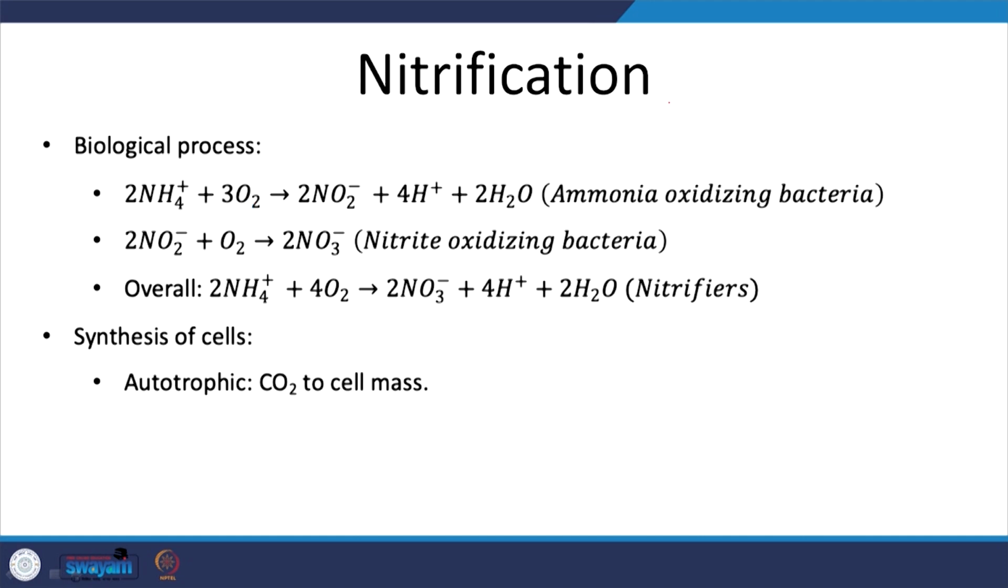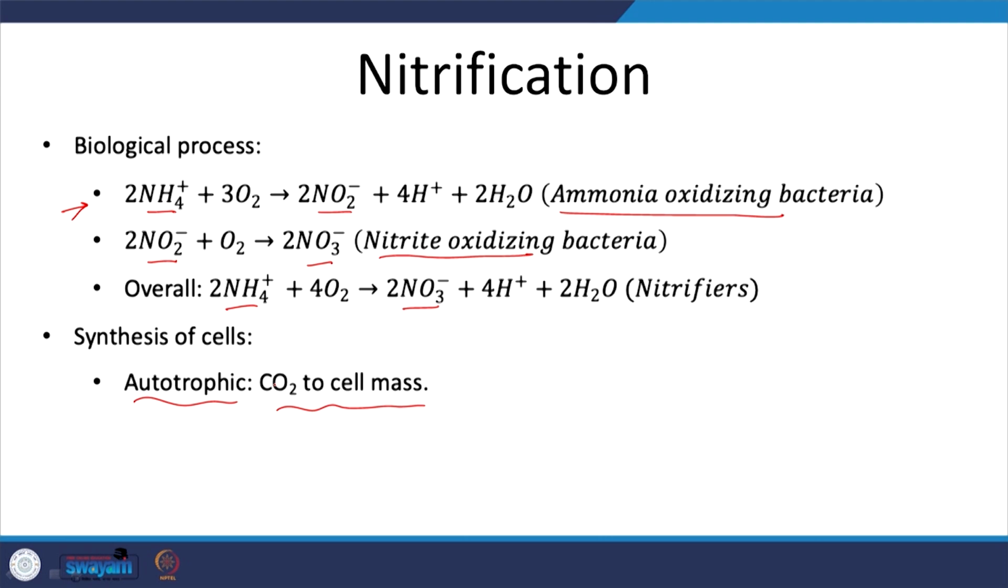The biological process, which we discussed earlier: ammonia oxidizing bacteria oxidize ammonia to nitrite, and then the nitrite is further oxidized to nitrate by nitrite oxidizing bacteria. So overall, ammonia is going to nitrate, and some of these are autotrophic, as I just discussed. CO2 provides the cell mass, so it is an inorganic source, not an organic source of carbon.